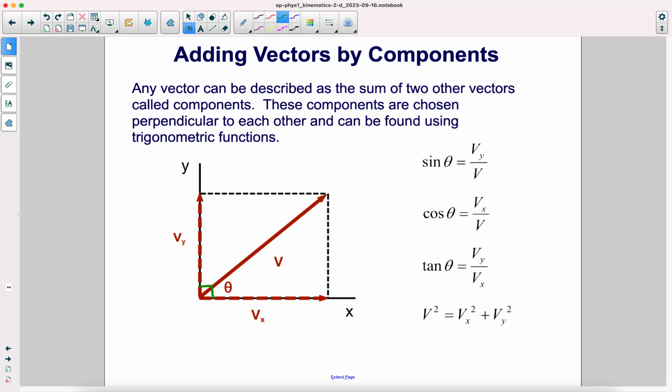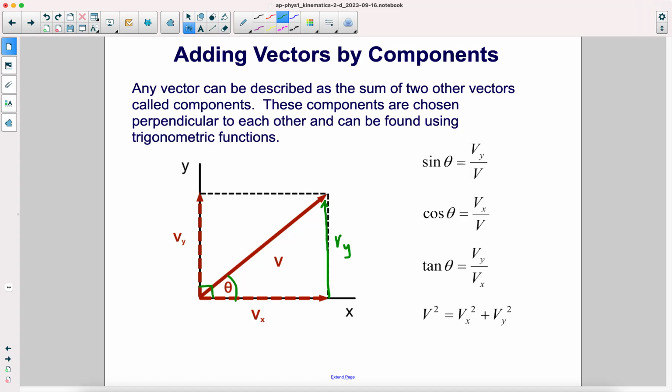Here are our trigonometric functions. So if this is our angle theta, sine theta is going to be this side here, which has the same length as v sub y, right? We can take this vector, just put it over here, it has the same length and direction.